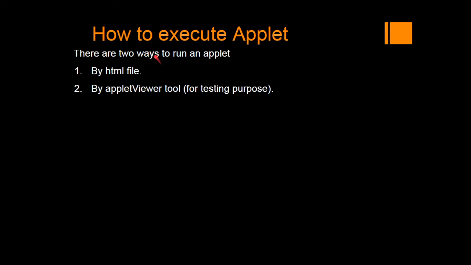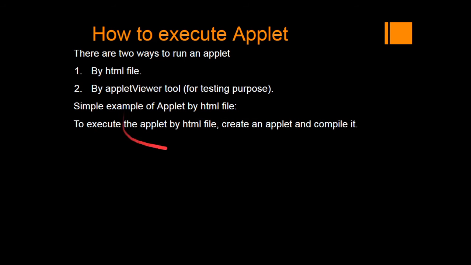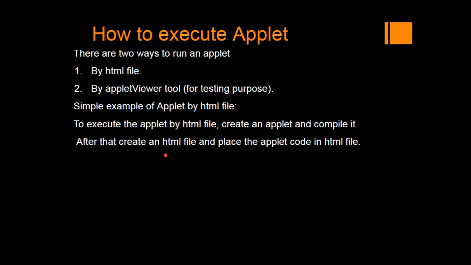Now, we have seen in the previous video how to execute the program both with the HTML file and with the applet viewer tool. In order to execute the applet program by the HTML file, first we have to create an applet file and then compile it. After compilation, we create an HTML file and place that applet code in the HTML file. Then if you click on this HTML file, we will get the display of the applet program.